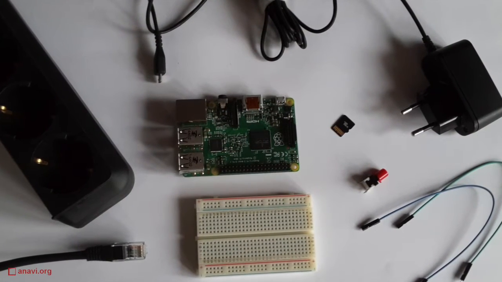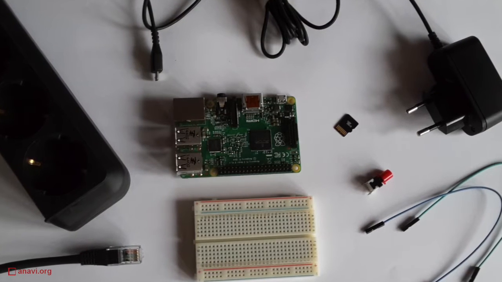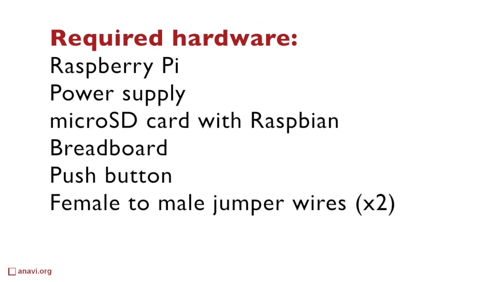The required hardware includes Raspberry Pi, power supply, microSD card with Raspbian, a push button, two male to female jumper wires, and a breadboard. The tutorial is appropriate for Raspberry Pi with 26 or 40 pins, therefore you can use any model or version. In this case, I am using Raspberry Pi 2 Model B.